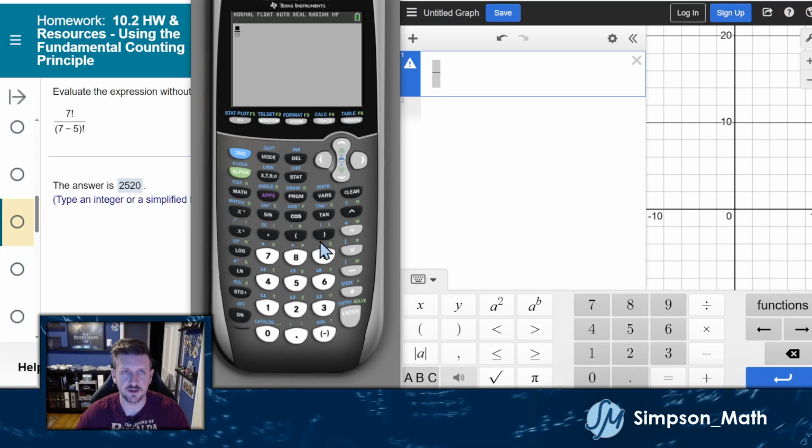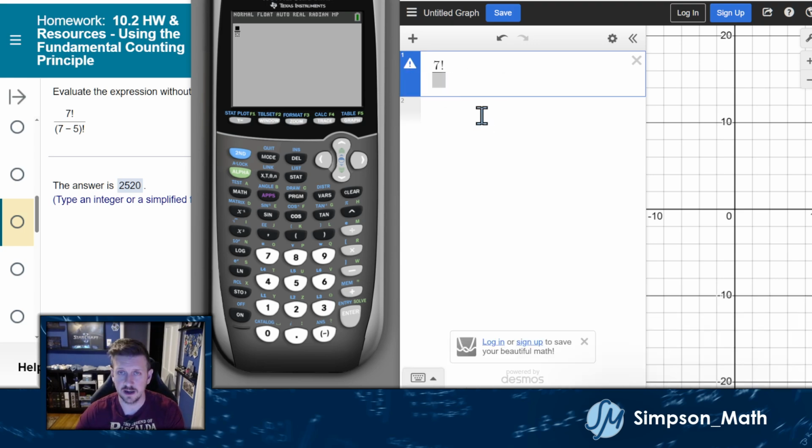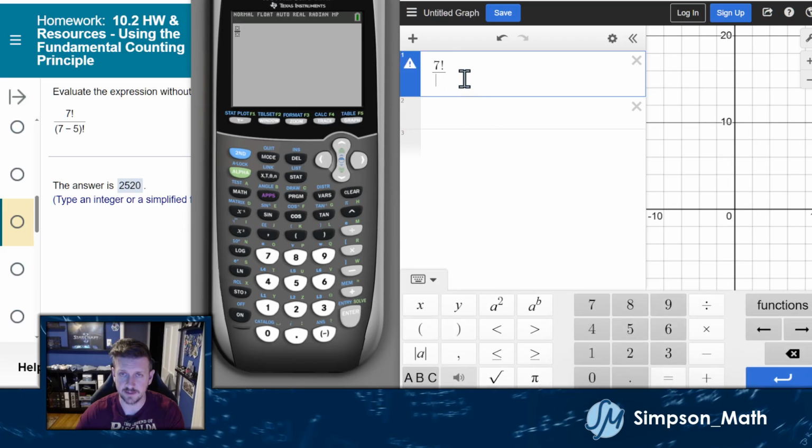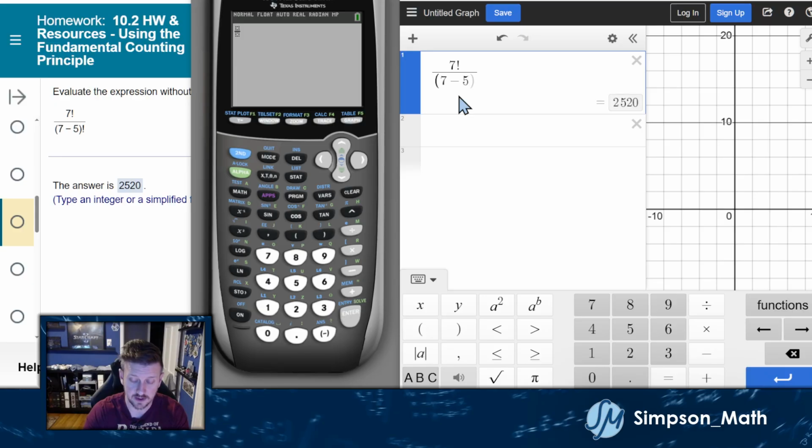I'm going to select that, so now I have my fraction template, and we can just type it in from scratch. I'm going to do 7 factorial. Desmos is still yelling at me because my denominator is blank. Then in my denominator, I clicked in it with my mouse, or I could have used the down arrow on my keyboard, or the right arrow on the on-screen keyboard. Then I'm just going to type it in, 7 minus 5 inside of parentheses, and then factorial, and that's how we get our answer here.